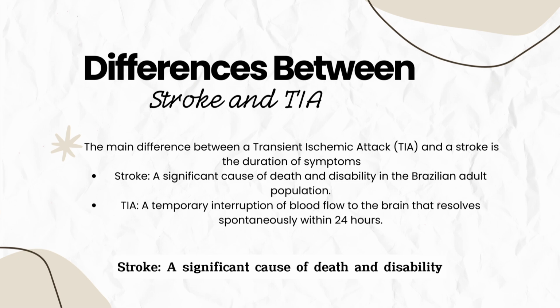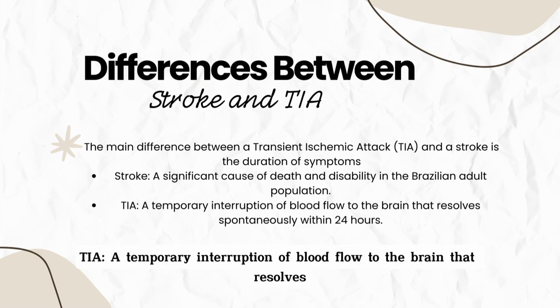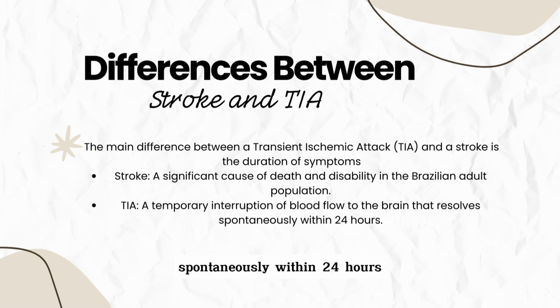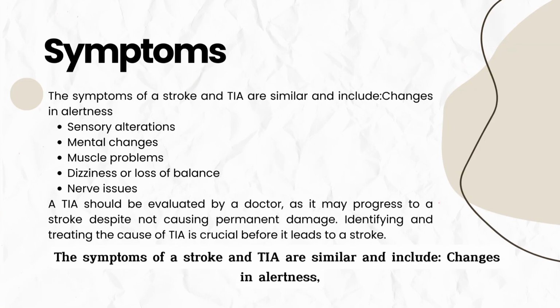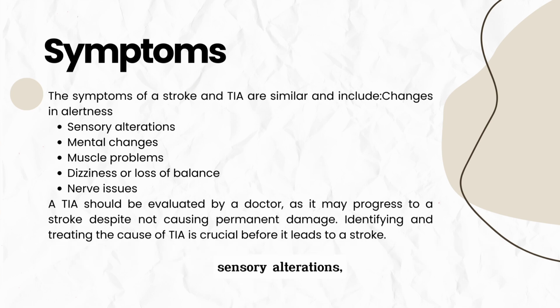Stroke, a significant cause of death and disability in the Brazilian adult population. TIA is a temporary interruption of blood flow to the brain that resolves spontaneously within 24 hours. The symptoms of a stroke and TIA are similar and include changes in alertness, sensory alterations, mental changes, muscle problems, dizziness or loss of balance, and nerve issues.